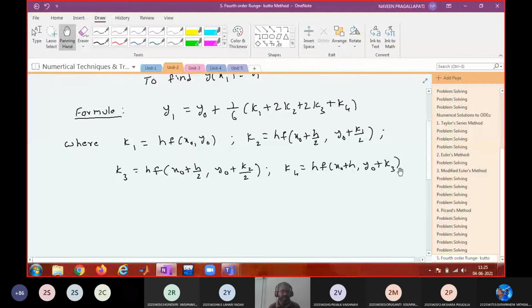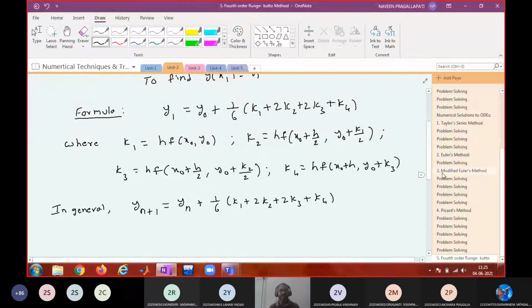So in general, you can write down the formula for yn plus 1 also. Yn plus 1 will be yn plus 1 by 6 times the same k1 plus 2k2 plus 2k3 plus k4, and the formulas for k1, k2, k3, k4 will be in terms of xn and yn. You can write down the formula accordingly. So you can recursively use this formula to compute y of x1, y of x2, y of x3, and so on.